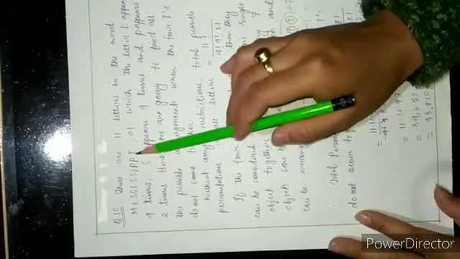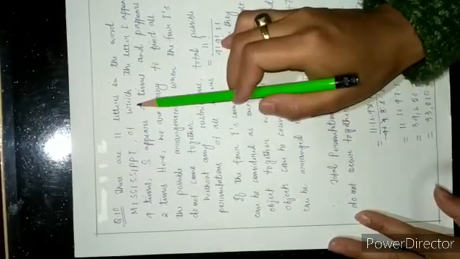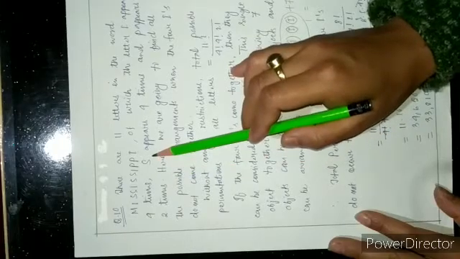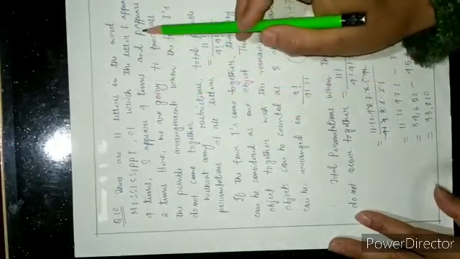There are 11 letters in the word Mississippi, of which the letter I appears 4 times, the letter S appears 4 times, and the letter P appears 2 times.